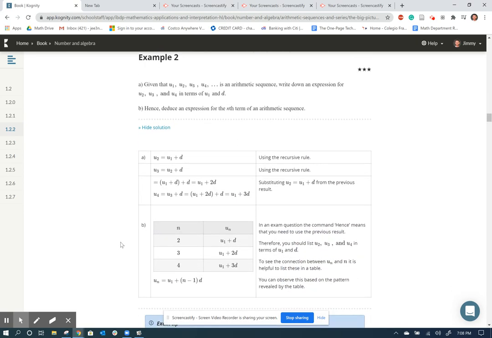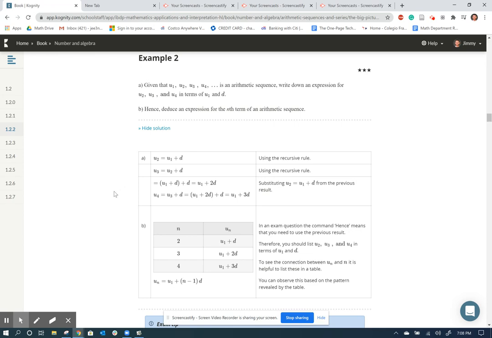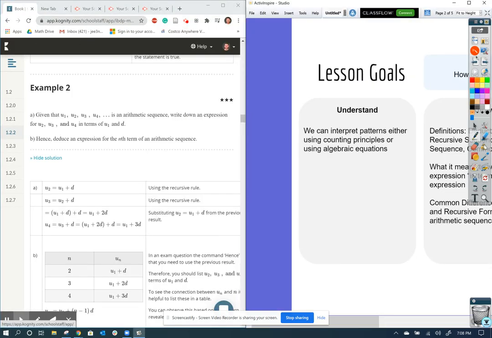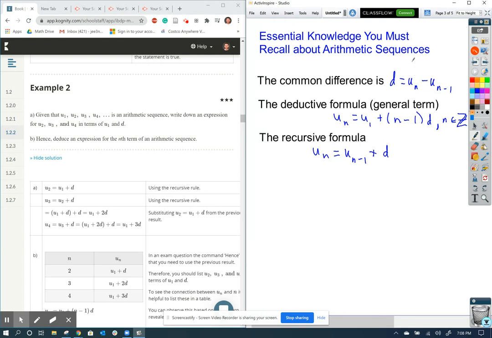All right, next what I want to cover is translating arithmetic sequences to formulas. So we have a few formulas that we want to have memorized for arithmetic sequences. And this is essential knowledge you have to know about arithmetic sequences. So the first is the common difference formula, and that's just the common difference is a term minus whatever term comes before it. That's u sub n minus u sub n minus 1.